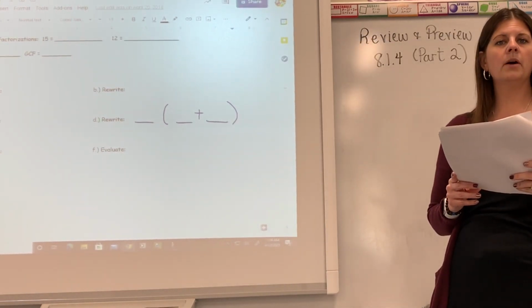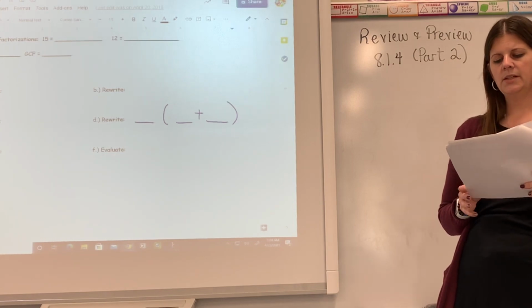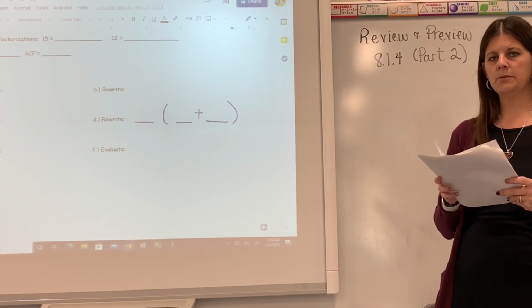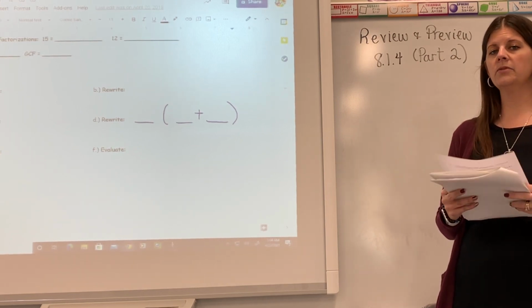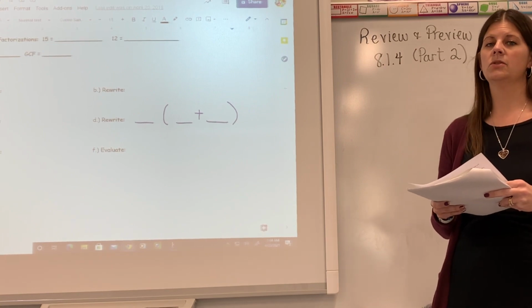On part E and part F, all they're asking you to do is evaluate those expressions. They tell you that X equals 1/2 and Y equals 3. So substitute those values in place of the variables in the expressions and then follow order of operations to simplify them.